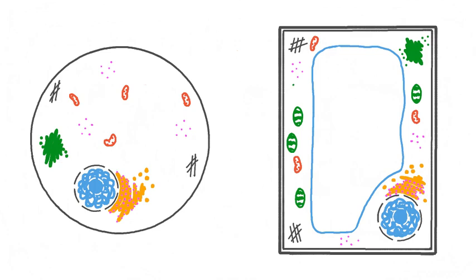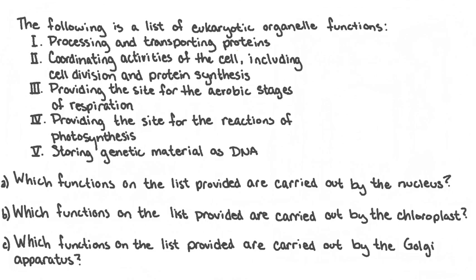In a similar fashion, the top layer of cells within a leaf will have many chloroplasts in order to capture sunlight and carry out photosynthesis. In contrast, the cells in the root of the plant, which are not exposed to sunlight, will have no chloroplasts at all. Now that we've learned about the structures within eukaryotic cells and how they're adapted to their functions, let's try a practice question.